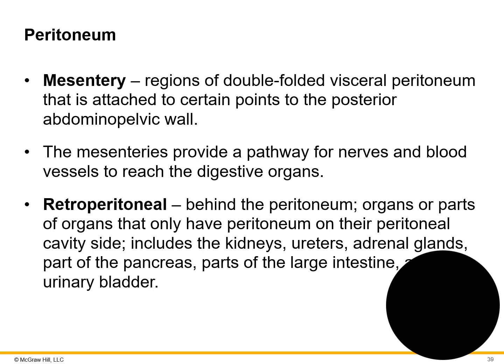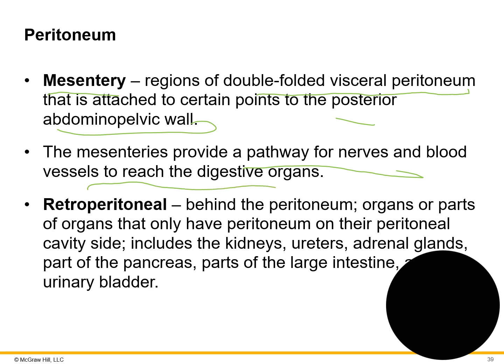Another one, peritoneum. So this is a mesentery, a region of the double folded visceral peritoneum. This is mainly seen attached to the posterior abdominopelvic walls. So that's very important: the mesentery provides a pathway for nerves and blood vessels to reach the digestive organs.